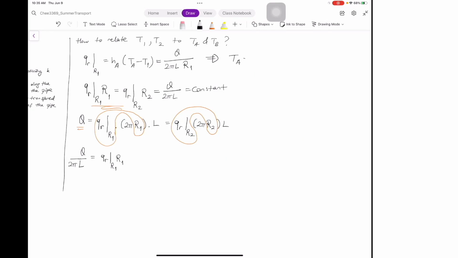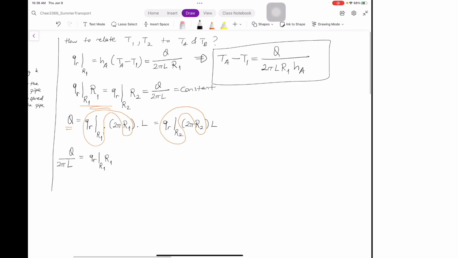TA minus T1 is equal to Q over, let's take the HA to the other side, 2 pi L R1 HA. Okay. Why did I write it in this form? Why did I actually write down temperature differences? One thing is because I love to write down the temperature differences.